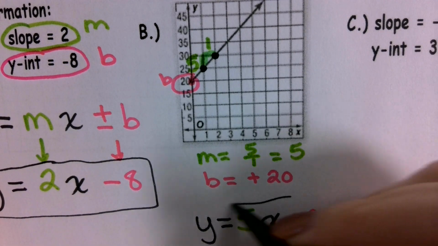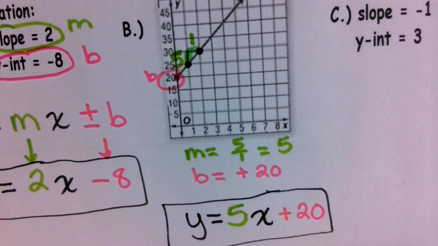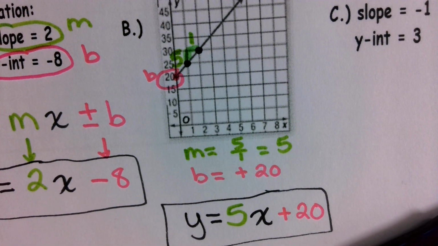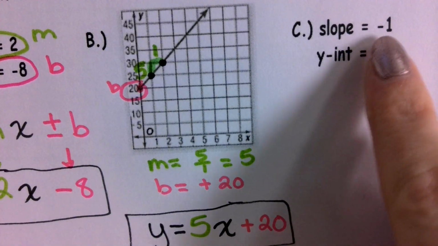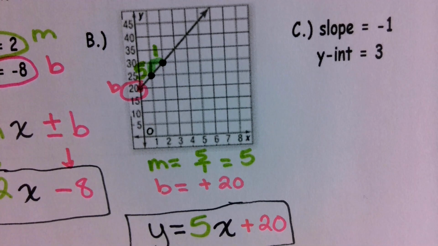Go ahead and do problem C on your own real quick. All right, for problem C, slope is equal to -1. The y-intercept is equal to 3. So what is my equation going to be? Zachary, what's my equation going to be?